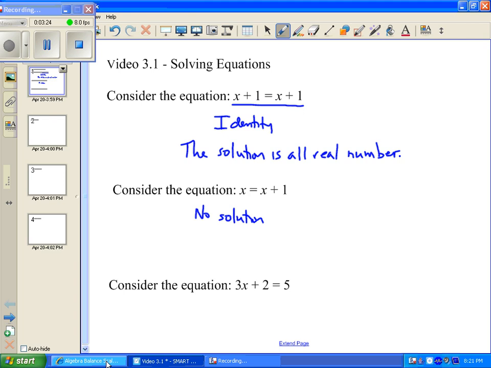Now in this equation, this one's called a conditional equation. And what a conditional equation means is there is a solution to this. And often there's only one number that will solve it. And in grade 9, we usually have one number that will solve it. The only exception to that is the identity equation that we saw in the first case. But in grade 9, we usually have a single number that will be the solution to our equation.